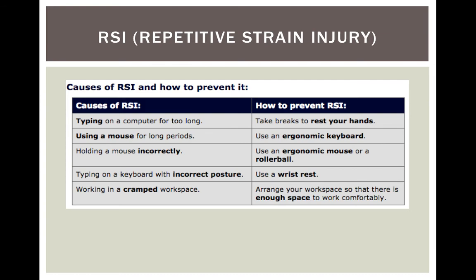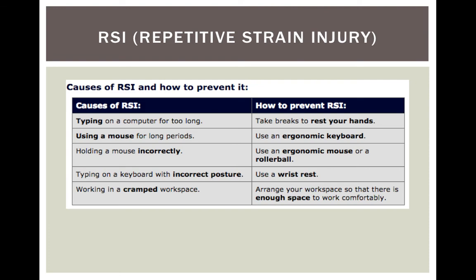What about our health implications? So we split the health implications into three categories here: RSI, back and neck pain, and eye strain. All you need to be able to do is to identify what it is, the causes of it, and how to prevent it. So RSI is repetitive strain injury.